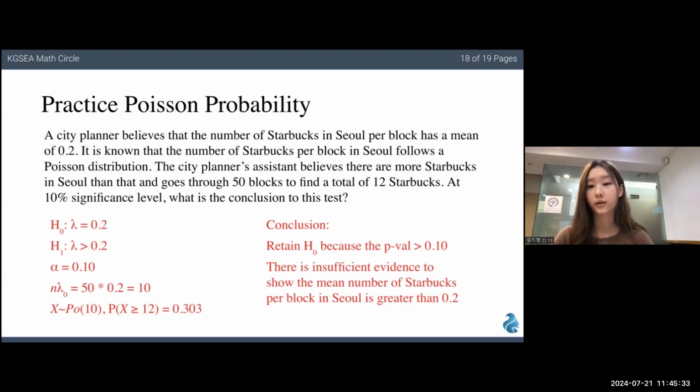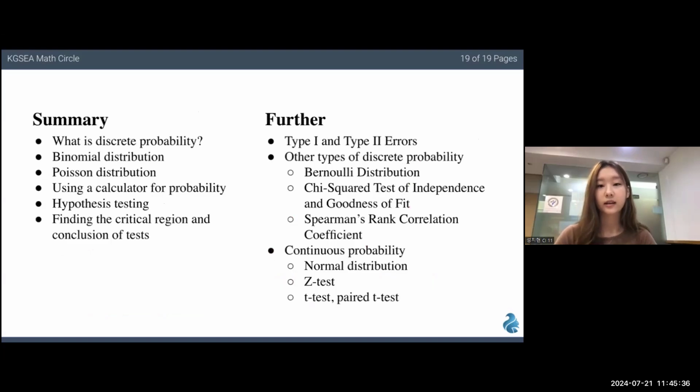Now, in this presentation, I covered what discrete probability is. We talked about binomial and Poisson distributions, using a calculator to solve probability questions, hypothesis testing, and finding the critical region and conclusion of tests. What you can do further, if you're interested, is find Type 1 and Type 2 errors in terms of discrete probability and other types of discrete probability, including those you can see on the list, as well as continuous probability.